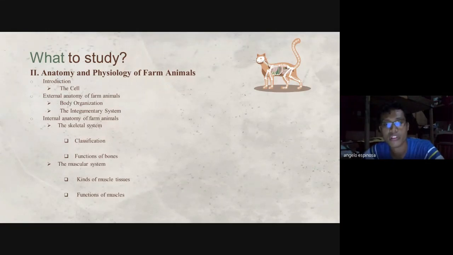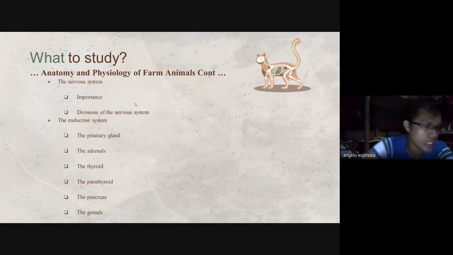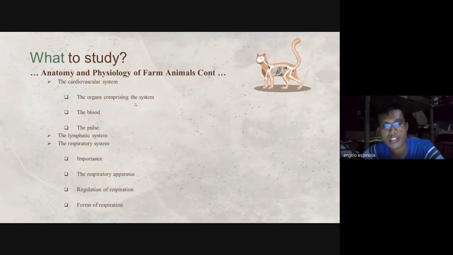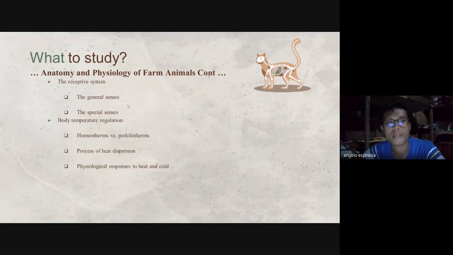formal anatomy and physiology of farm animals tomorrow. We have here the external anatomy of farm animals, which is the body organization and body movements of the animals. And you have the integumentary system, which talks about the study of skin. And the internal anatomy of farm animals: skeletal system, muscular system, nervous system, endocrine system. Pag-uusapan natin yan. And the cardiovascular system, lymphatic system, respiratory system. And urinary system, digestive system, and the digestive system of monogastric animals. And we also have the four-compartment stomach of the ruminant animals.